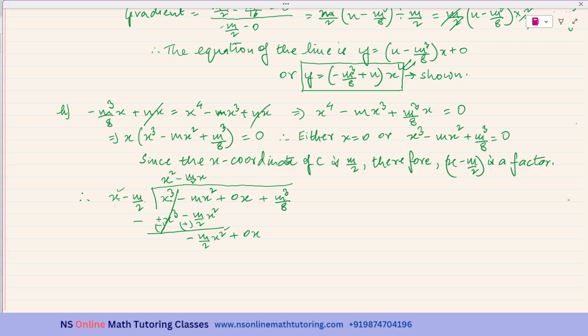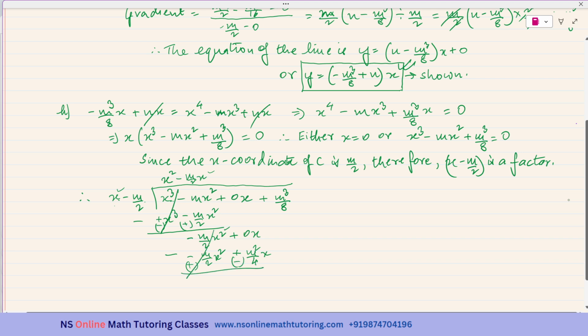And I'm multiplying this with every term of the divisor. So it is minus m over 2 x square. And minus m over 2 times minus m over 2 is plus m square over 4 x. Subtraction, so I'll be changing the signs. And this is minus m square over 4x plus m cube over 8.